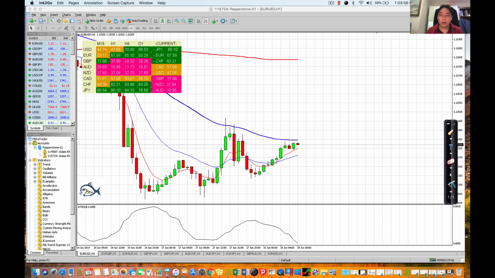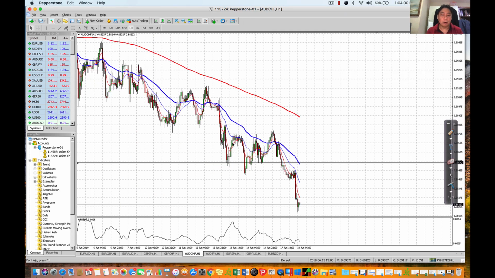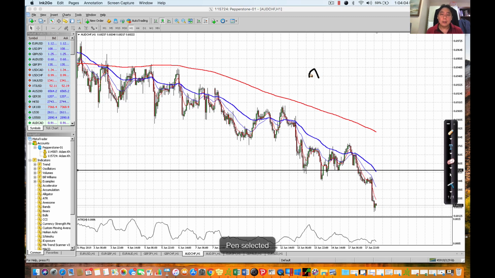So let's take a look at Aussie franc right now. Where's my Aussie franc? There we go. That's the Aussie franc. Okay, and again, Aussie is weak, so we want to sell the Aussie. Franc is green. We want to buy the franc. Okay, so sell Aussie, buy franc, which means we're going to short the Aussie franc pair. And sure enough, you can see the Aussie franc pair is in a very, very strong downtrend.